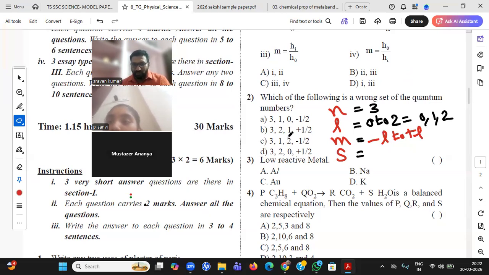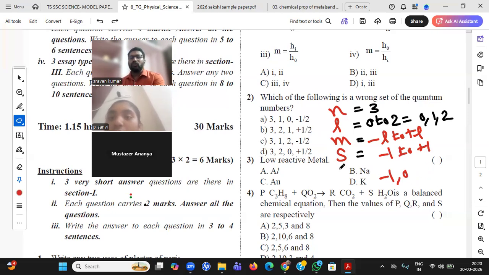If L equal to 2, minus 2 to plus 2, what did he take? 1. 1 is lying between minus 2 to plus 2. Absolutely, B is also the right answer. Now C, let us take. You see, L value is 1, beta. So what will be the magnetic quantum number? Minus 1 to plus 1. That means minus 1, 0, plus 1. But what did he give here? He gave 2. So is the 2 value possible? Not at all possible. Understood, Sanvi?